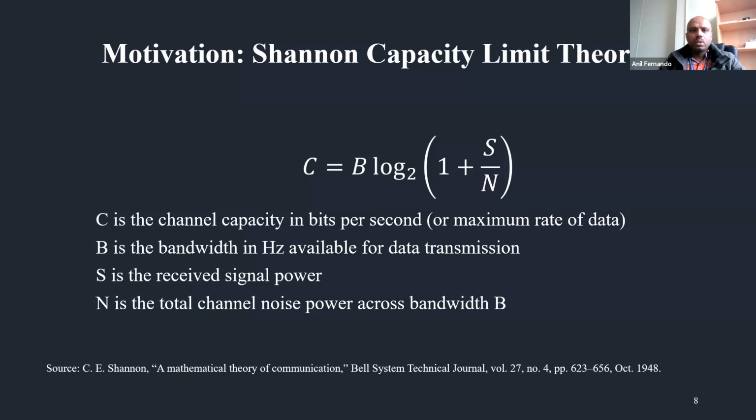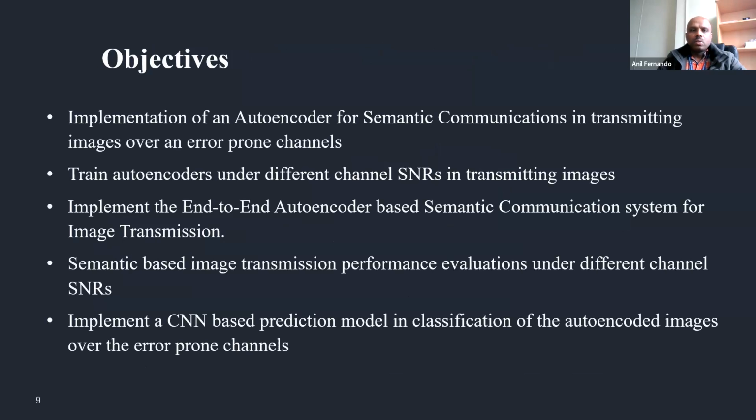And this is our agenda for today's talk, and how autoencoders can be used for this purpose. The objectives of this presentation are to get some familiarization with the implementation of autoencoders for semantic communication and transmitting images over noisy channels, and to train the autoencoders on different channel conditions. We will implement an end-to-end autoencoder-based semantic communication system for image transmission, especially for machine-to-machine applications, and evaluate semantic-based image transmission performance under different channel conditions. Finally, we will implement a CNN model for understanding the images transmitted over the noisy channels using the autoencoder-based semantic communication system.